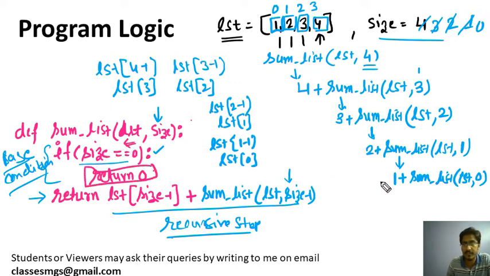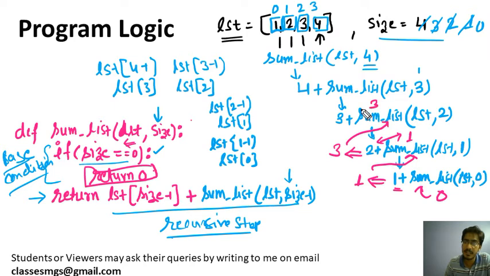This time this function will return the value 0. 0 will be returned and 0 plus 1 will be added, and this will be returned like this, 1. This 1 will be returned to this function, 1 plus 2 will be added, and this function will return 3. 3 will be returned to this function, 3 plus 3 will be added, 3 plus 3 is 6. This time 6 will be returned by this function, 6 plus 4 will be added, and it will return 10. And finally 10 will be returned to this function, so 10 will be the output.